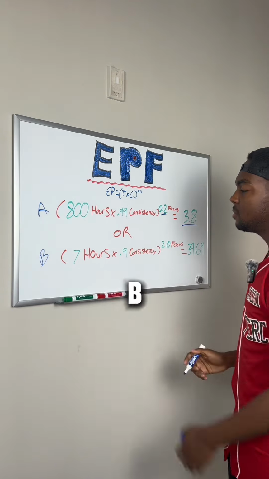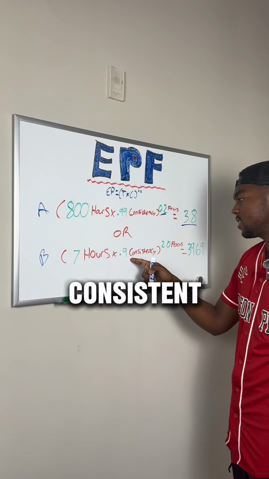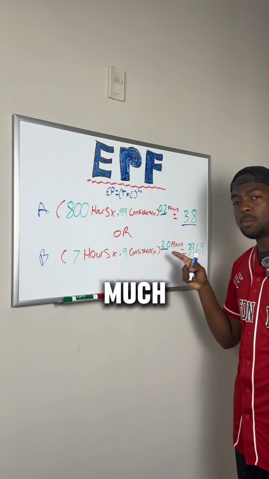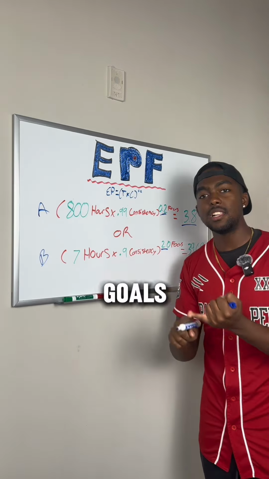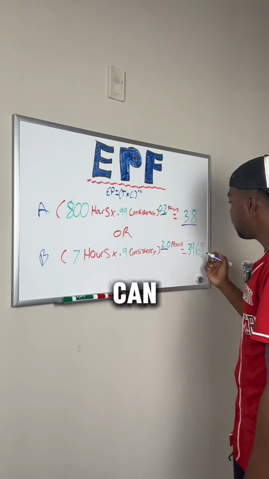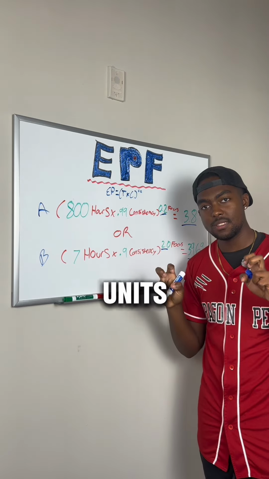Then we look at person B who says, all right, I only practiced for 7 hours. I was still pretty consistent, right? But the main difference is that my focus quality is so much higher, right? This person set clear goals. They were working on specific skill sets, right? They weren't getting distracted. And you can see that they've essentially 10x'd their efficient practice units.